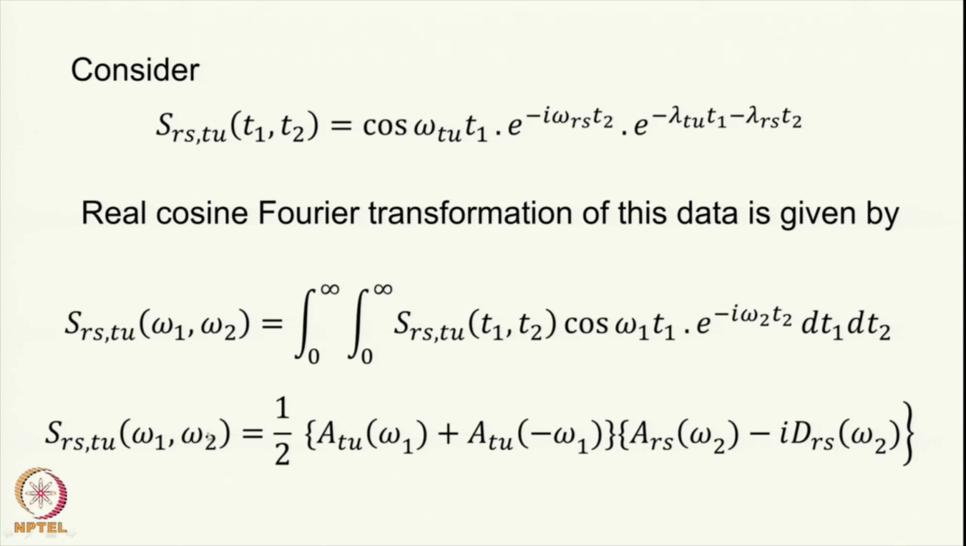So I will just write here the final result we will get after the two dimensional Fourier transformation. You will get here an absorptive signal ATU omega 1 plus ATU minus omega 1, and on this side, because it is a minus e to the I omega 2 T2, we get as before ARS omega 2 minus I DRS omega 2. This is the absorptive signal and this is the dispersive signal. So on this side we have the purely absorptive signal, and here I have a mixture of absorptive and dispersive components, and they are in the real and the imaginary parts of the spectrum.